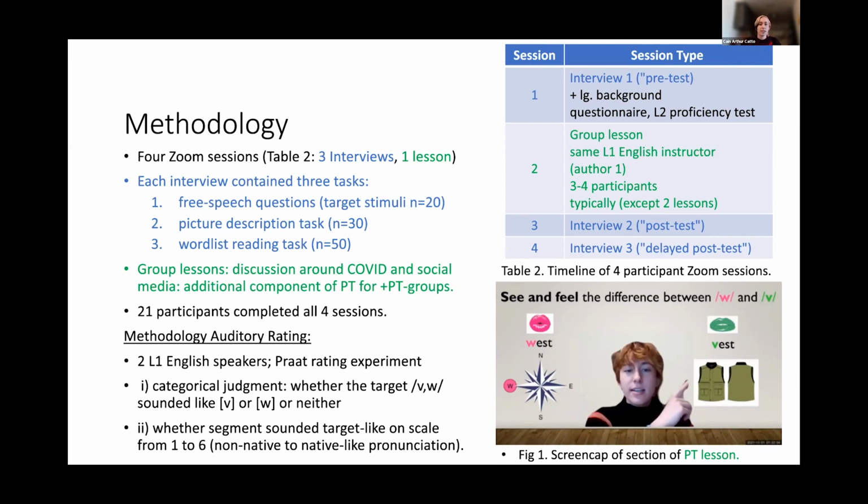And regarding some of the methodology for some of the auditory rating we've had done, we had 2 native English speakers do a rating experiment where they were given clips of our target words and asked to rate the target segments on 2 different levels. So on whether or not these segments were categorically, whether or not they sounded like a V or a W, and also on a scale of 1 to 6, whether or not they sounded non-native to native-like.